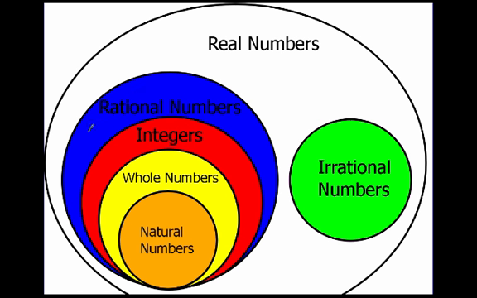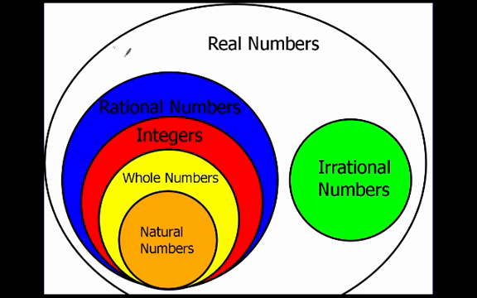This is what's called a Venn diagram. And what it shows is that every number that is part of the natural numbers is also part of the whole numbers, and it's also part of the integers, and it's also part of the rational numbers. And everything in here is also part of the real numbers. And then all by itself over here, we've got the irrational numbers. And all together, all of these sets make up the reals.